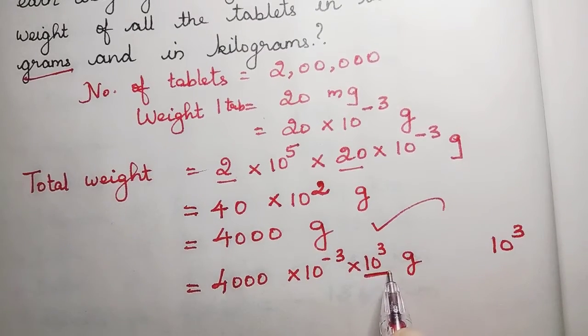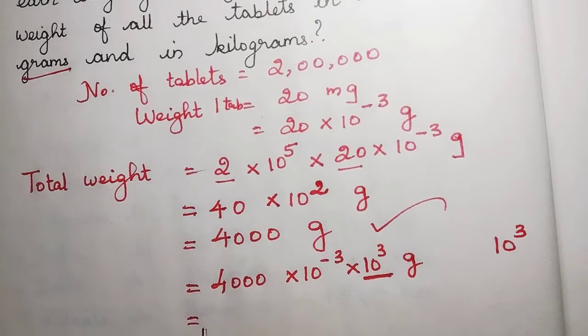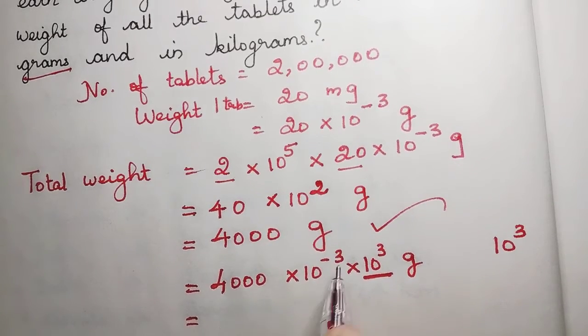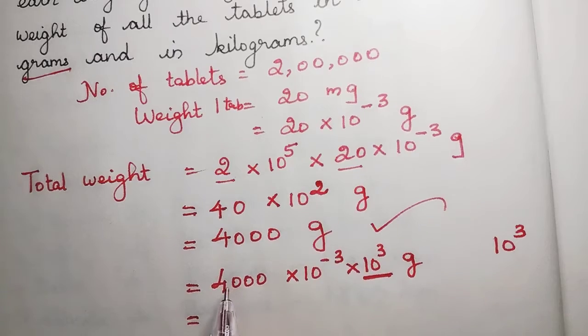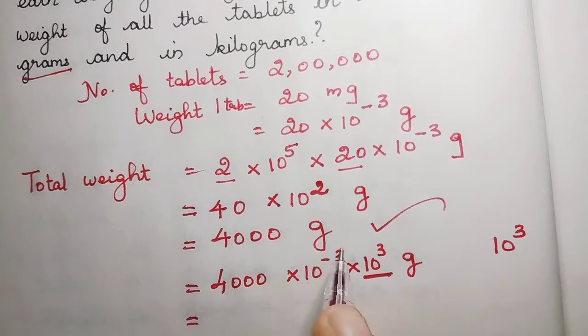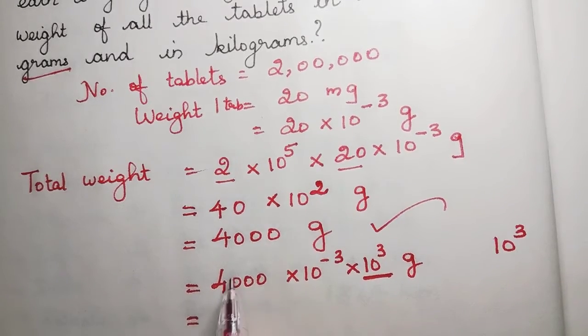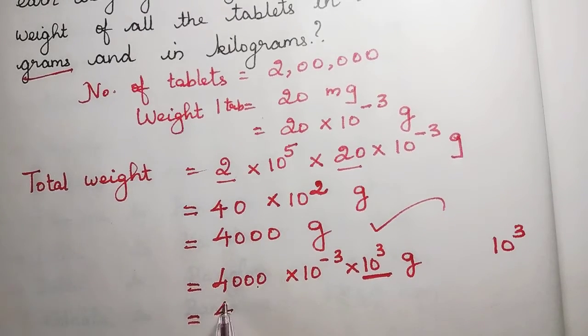So you can rewrite this 10 to the power 3 as kilo. Okay, so 4000 into 10 to the power minus 3. How will you change this minus 3 when you join this 4000 and 10 to the power minus 3, what will it become? If you have minus 3, it means you have to take away 3 zeros here. 1, 2, 3. So it is like 4.